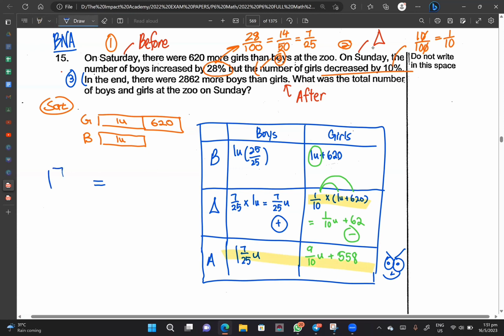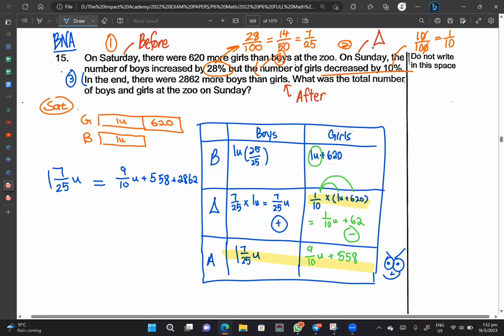I'm going to write that 7 over 25 units is actually equal to 9 over 10 units plus 558 plus 2862. But you realize that if I didn't add the 2862, it doesn't make sense. They are not equal, right? So that you'll be able to balance it, I gave 2862 to girls because there are 2862 more boys than girls. That means I have to add 2862 to girls.